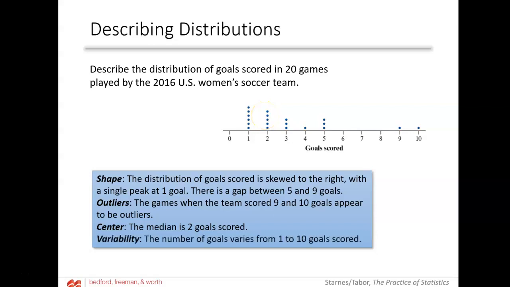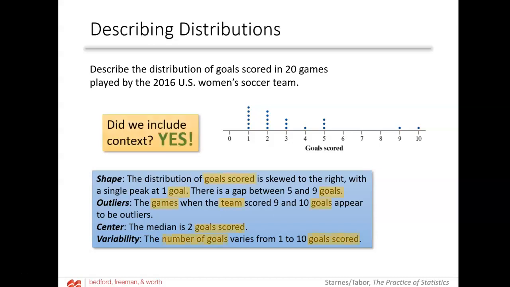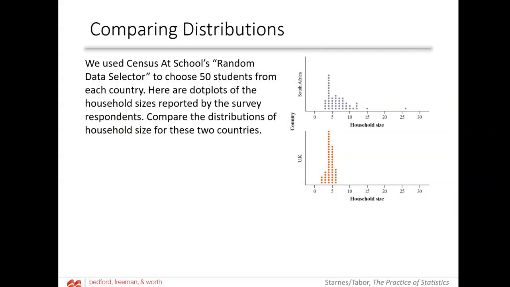The variability, in this case, all we're capable of answering to is just how spread out the data is. So the number of goals varies from 1 to 10 goals scored in a single game. And those are the 4 attributes that we must discuss. Did we include context? You bet we did. Look at all that. Goals, goals, goals, team, goals. Perfect. The biggest mistake that I find myself making is I'm kind of a fast, sloppy note taker and writer, and I don't take the time to put good context in, and I need to do better.